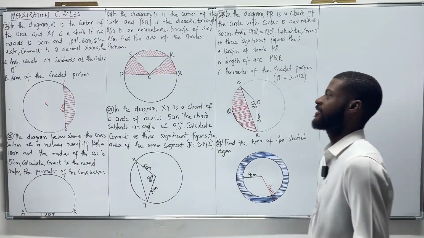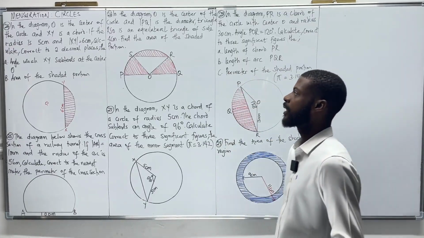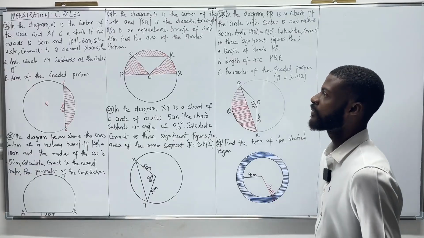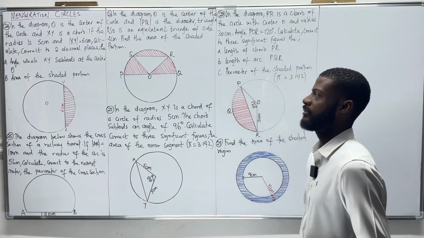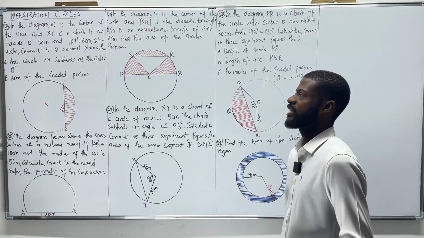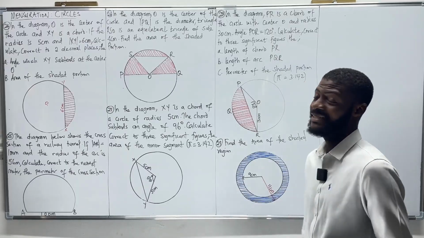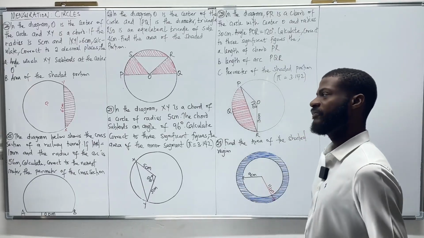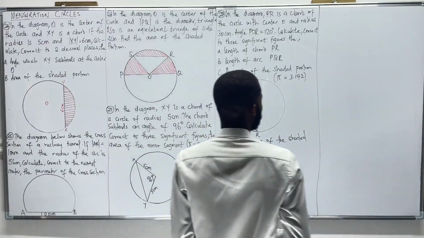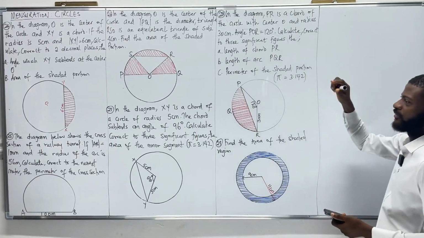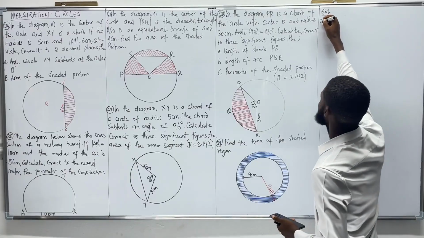Anyways, let's get started. In the diagram, O is the center of this circle and XY is a chord. If the radius is 5 cm and the length of XY is 6 centimeters, calculate, correct to 2 decimal places, the angle which XY subtends at the center O. Now the first thing you want to do is this. This is a chord. Solution, question 24.